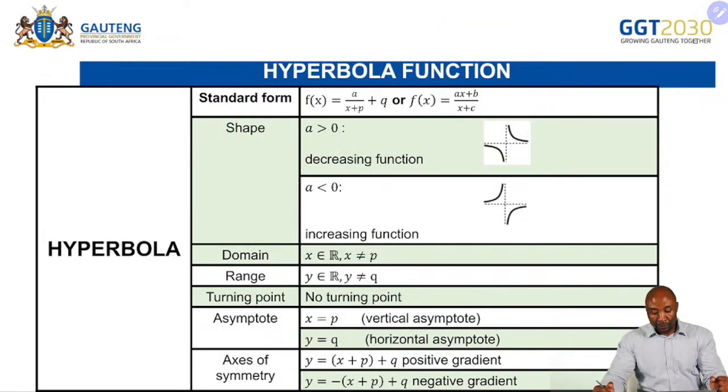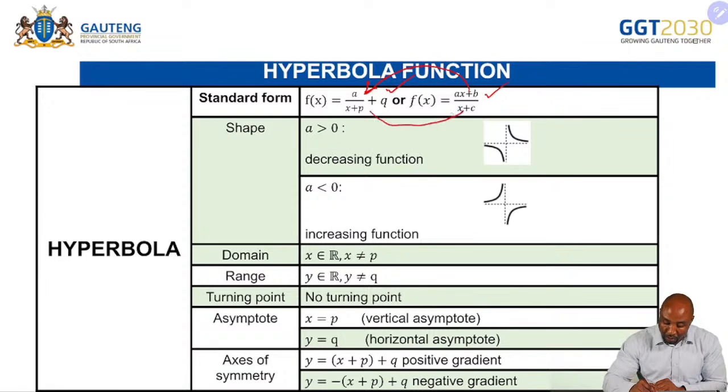Moving right along, I'll talk about a hyperbola. The hyperbola takes the form f of x is equal to a over x plus p plus q. That is the standard form. But it can also be given in this form, which will require us to use our factorization to move from this form to that form, and we should be flexible to move in between the given forms.